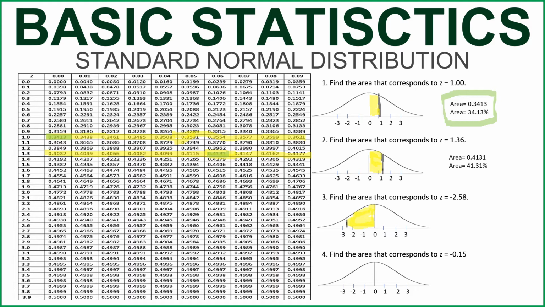So, ayan. Kunin na natin yung area ng shaded portion natin from the mean to the z value, which is negative 2.58. So, i-shade muna natin yung first 2 digits, which is 2.5. So, hanapin natin yung 2.5. So, ito yung 2.5 natin. I-shade na natin yung values horizontally.